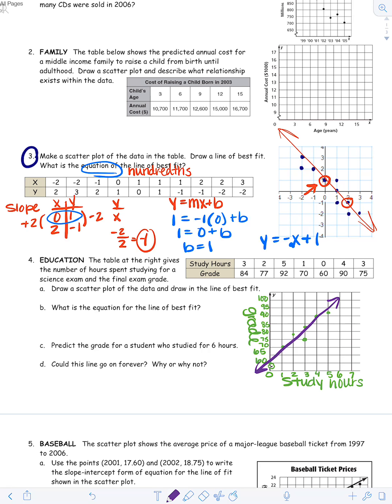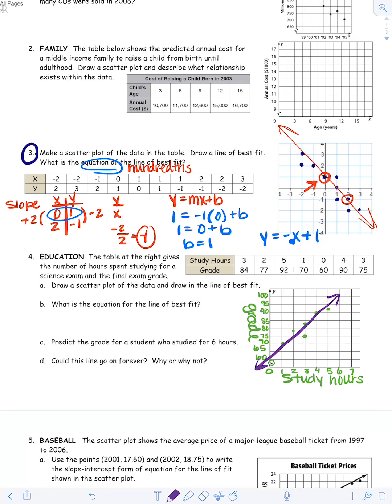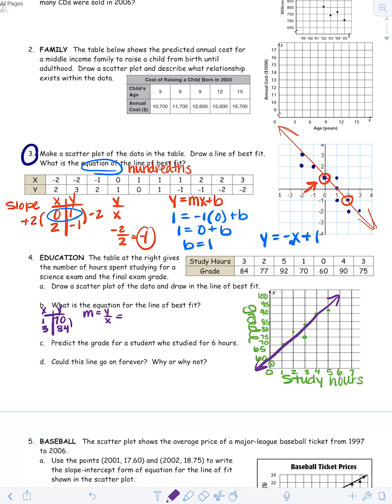So I need to write an equation for this. I'm going to use my (1, 70) point, and maybe my (3, 84) point. That's going to help me find my slope. So from 70 to 84, we're going up by 14, and x is up by 2. 14 over 2, I should have a positive slope.